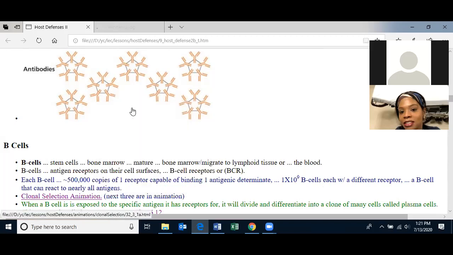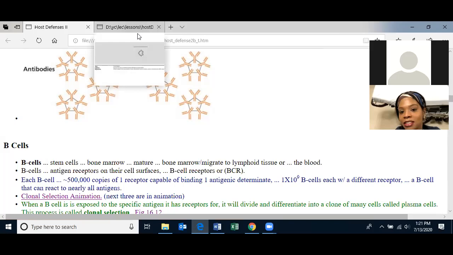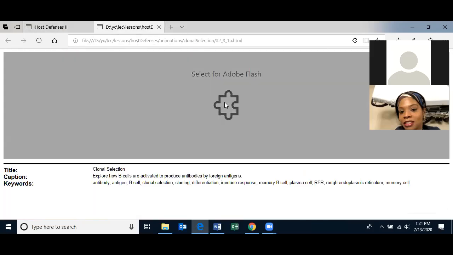Let's open this in a new tab, and let's watch a little video on how B cells, once they get stimulated, they go through clonal expansion.